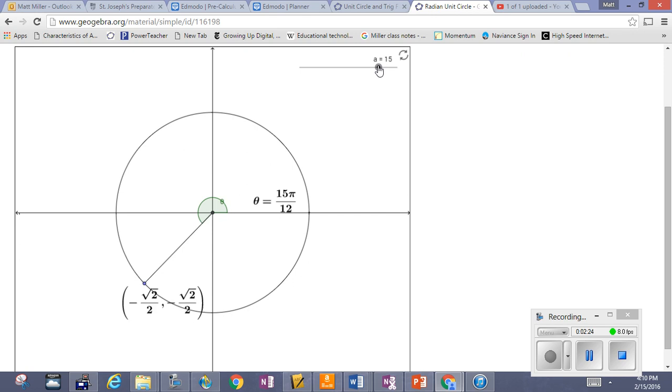Here's our reference angle of pi over 4 in quadrant 3, which of course is 5 pi over 4. Here's a reference angle of pi over 3 in quadrant 3, which is our stop at 4 pi over 3. Here's our stop at 3 pi over 2.